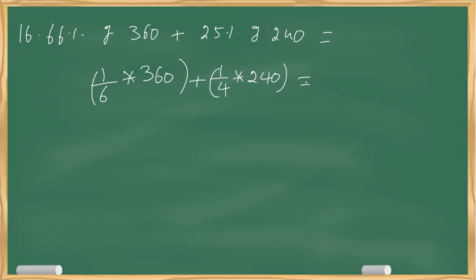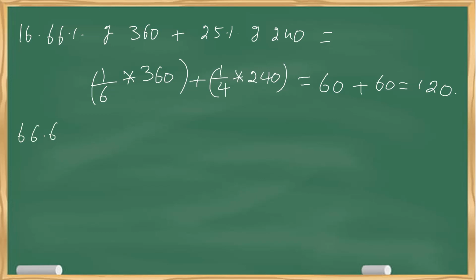Why? Because every question has to be completed in 1 minute of time. In general I'm talking about, correct? So they will not give much decimal value, right? So 1 by 6 into 360 is how much? 60 plus this is also 60. So total is 120.